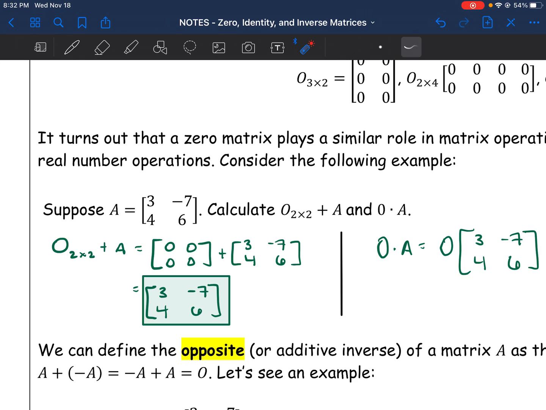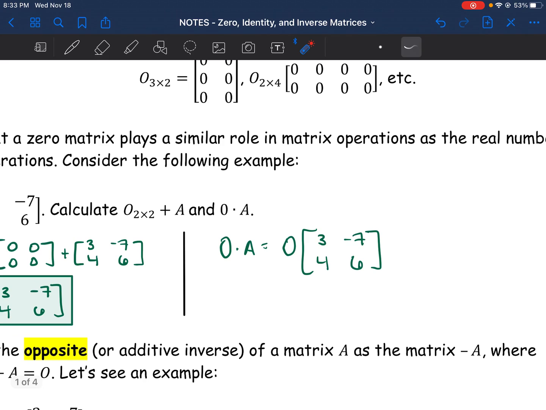So notice adding the zero matrix to matrix A just resulted in matrix A again. Very similar to how if we add 0 to a real number, we're just gonna keep the real number. Like 0 plus 5 would be 5, or 0 plus -3/2 would still be -3/2. It works the same way with matrices. If we take a zero matrix and add it to a matrix, we're just gonna keep that matrix the same.